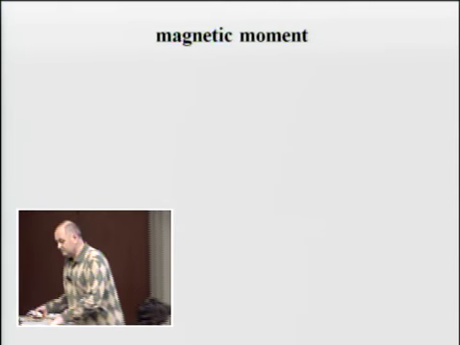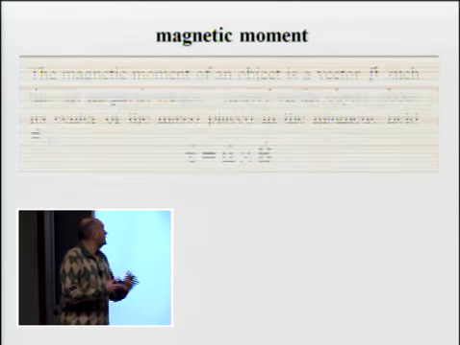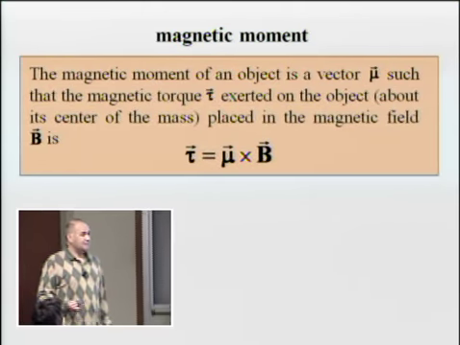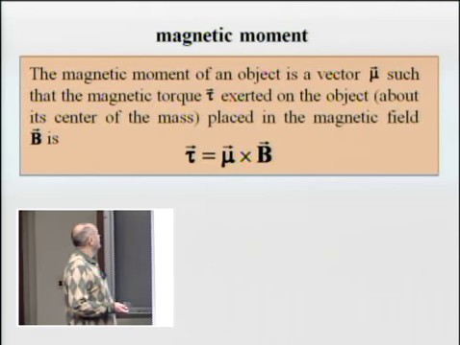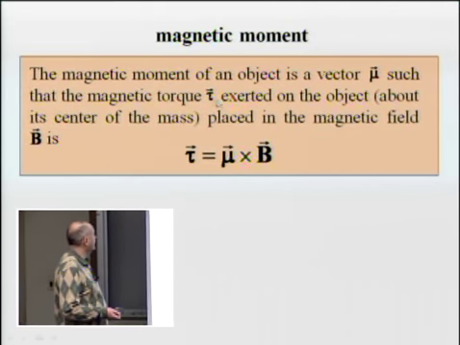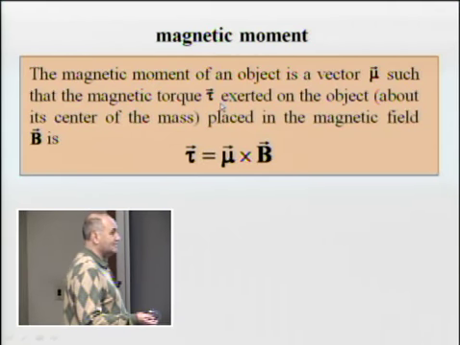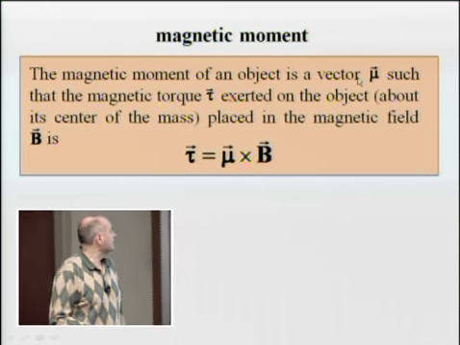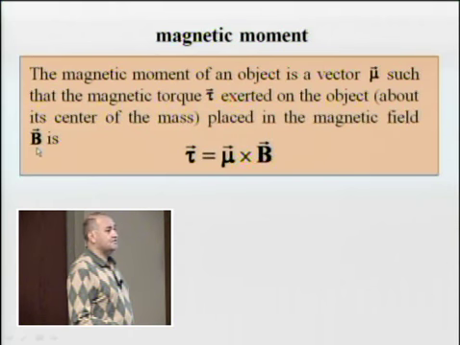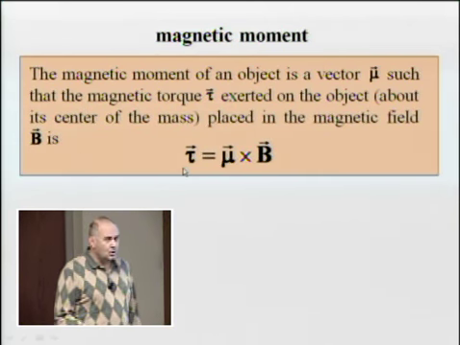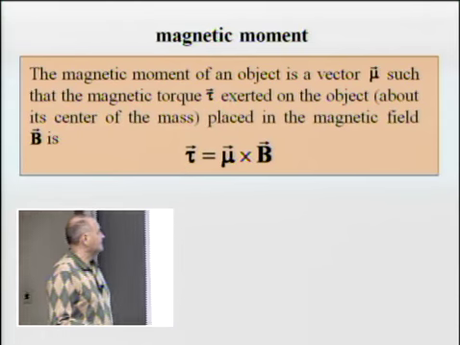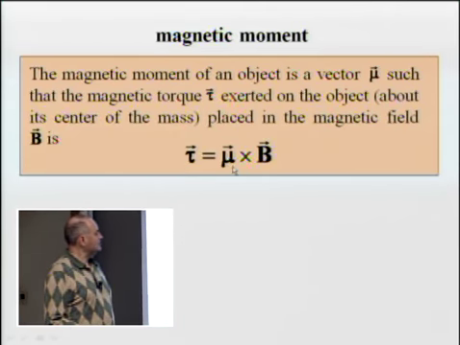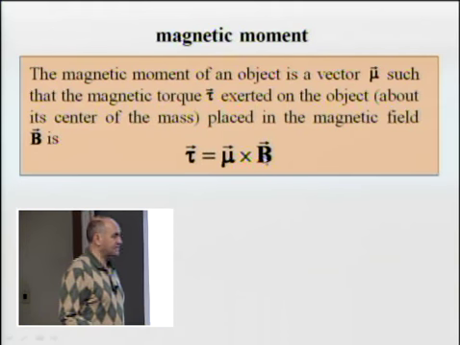So I'll start the lecture with a more general definition of magnetic moment, not for any object, not just for a loop. A magnetic moment is defined in such a way that if we place an object with magnetic moment mu into a magnetic field described by magnetic field vector B, then the magnetic torque exerted on this object would be equal to magnetic moment multiplied by magnetic field vector.